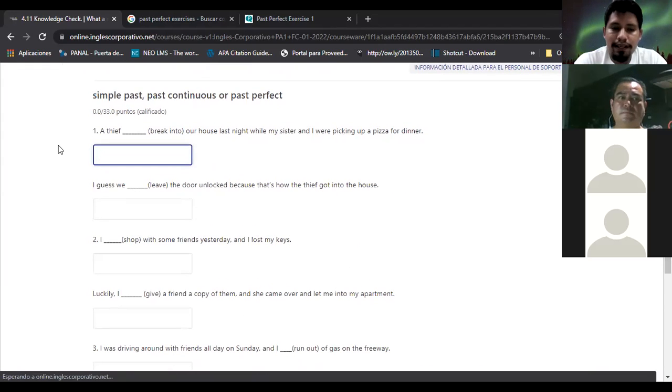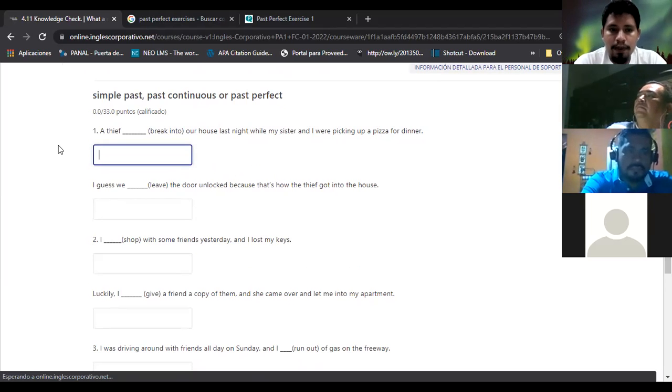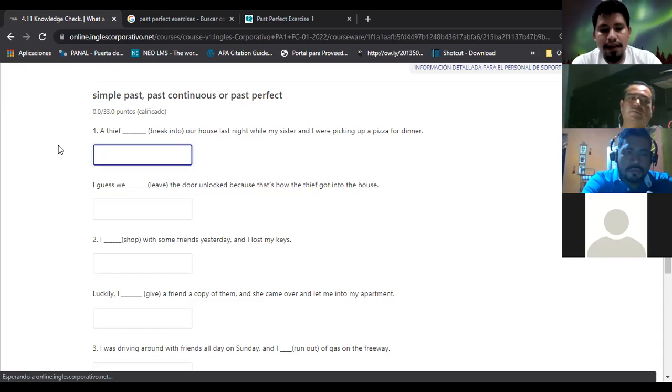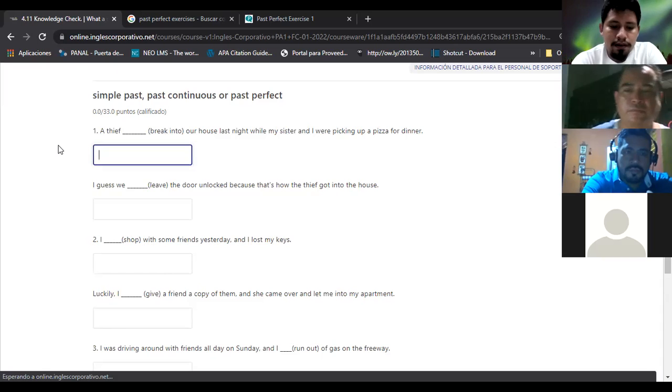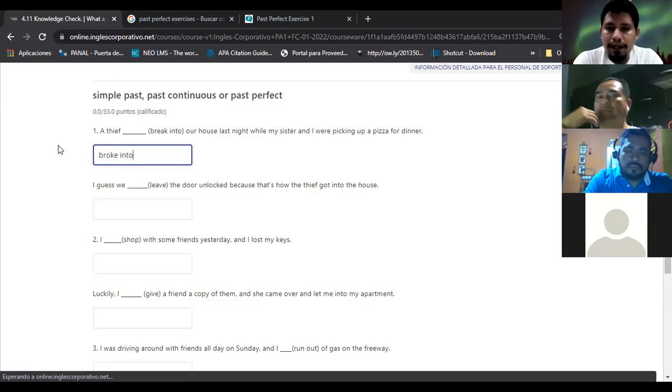We're going to start with the first sentence, and it says, a thief, and we have in the brackets there, break into. What is the correct form of it? Broke into. Okay, broke into. Okay, a thief broke into your house last night while my sister and I were picking up a pizza for dinner.